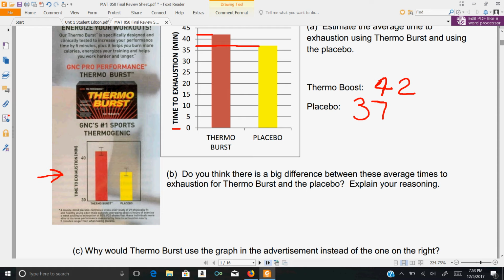And explain your reasoning. Your answer is not as important as explaining your reasoning. Whether there's a big difference or not is a matter of opinion. But I can see there's a very small difference between the two from what I've drawn on the graph. It looks like a bigger difference on the graph in the ad, but I'm going to say there's a very small difference.